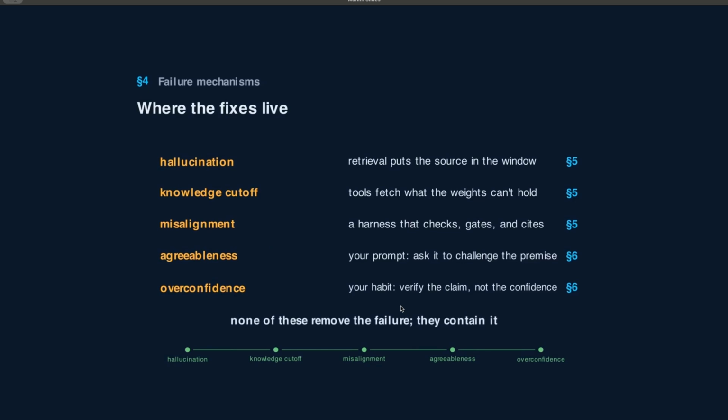Misalignment, there's a lot of different ways to address that. It's a little out of scope because that's a whole different talk on its own. Agreeableness is both a training data issue and a prompting issue. We can choose to prompt a little bit better to have the models check their own work. And then overconfidence requires us to verify the model's claims.